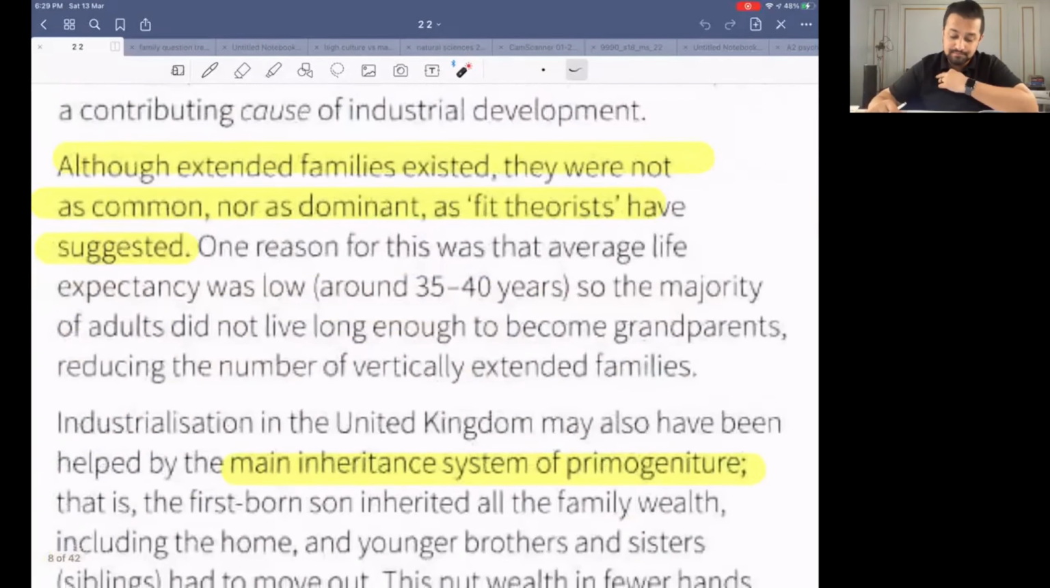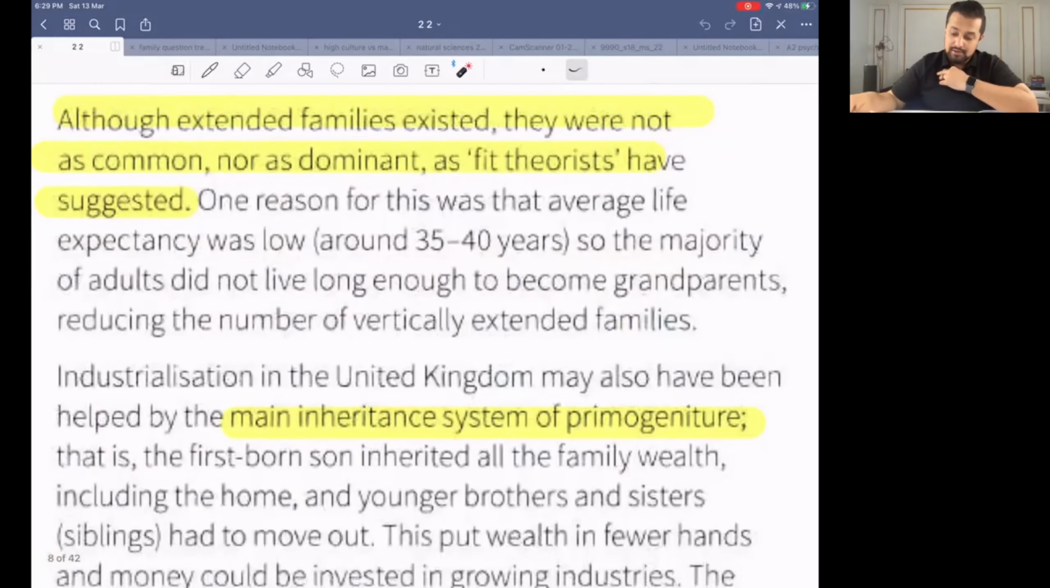Let's move on and take another point here. If we have a look at this one at the top of the screen, we see that although extended families existed, they were not as common or as dominant as theorists have suggested. I mean, nowhere did we say that extended families did not exist. They could have been there, but would it be completely correct to believe that earlier there were only extended families? I don't think that makes sense, right?